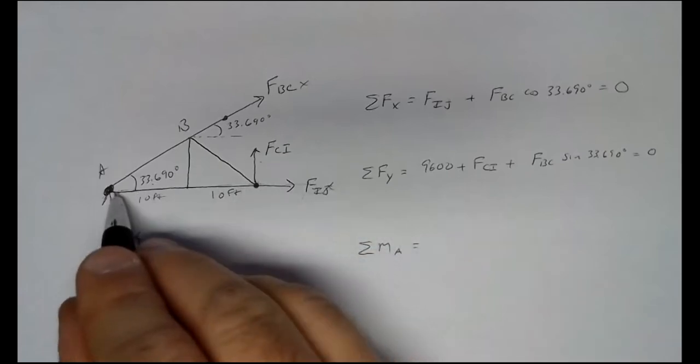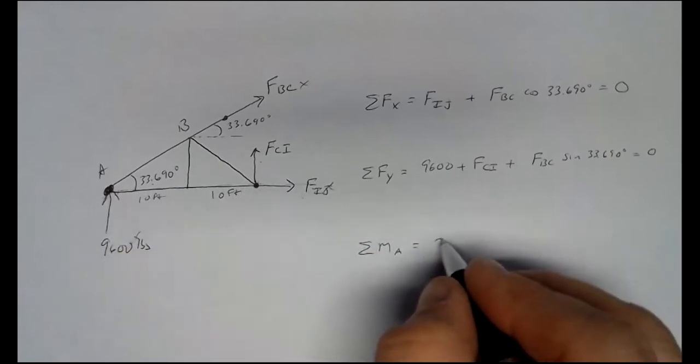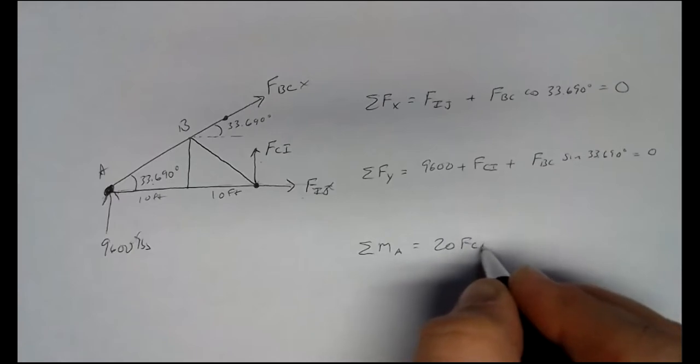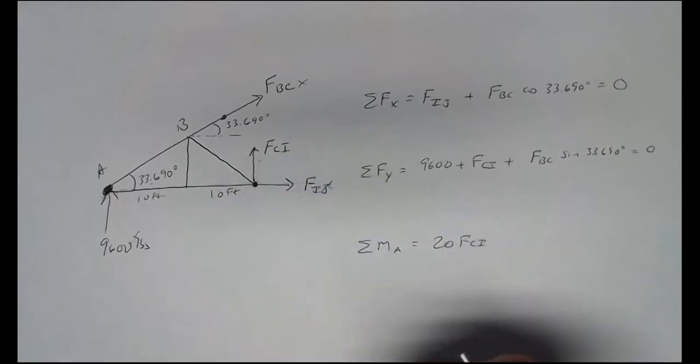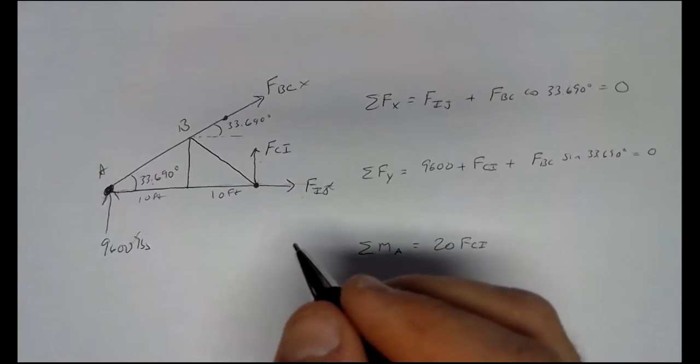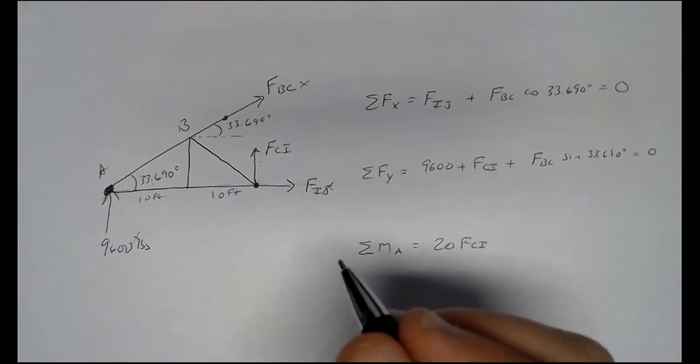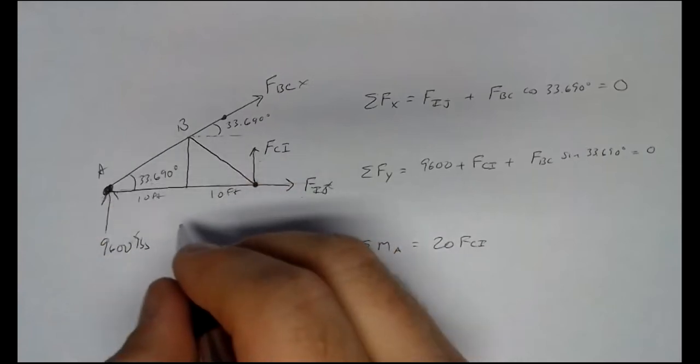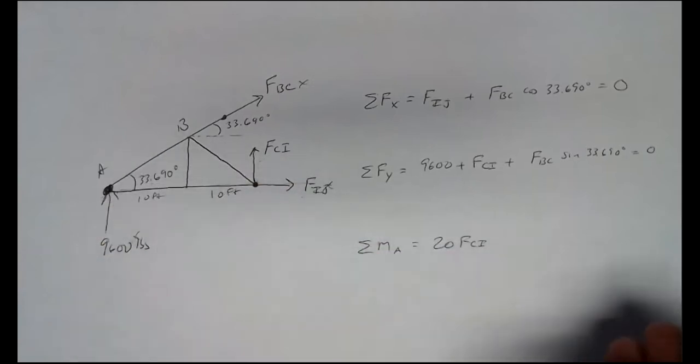Now the arm for FCI from A is 20 feet, so we have 20 FCI. It's even at 90 degrees, so no sines or cosines or anything like that. And there are no other forces trying to make a moment here. This would be a counterclockwise moment, so it's positive.